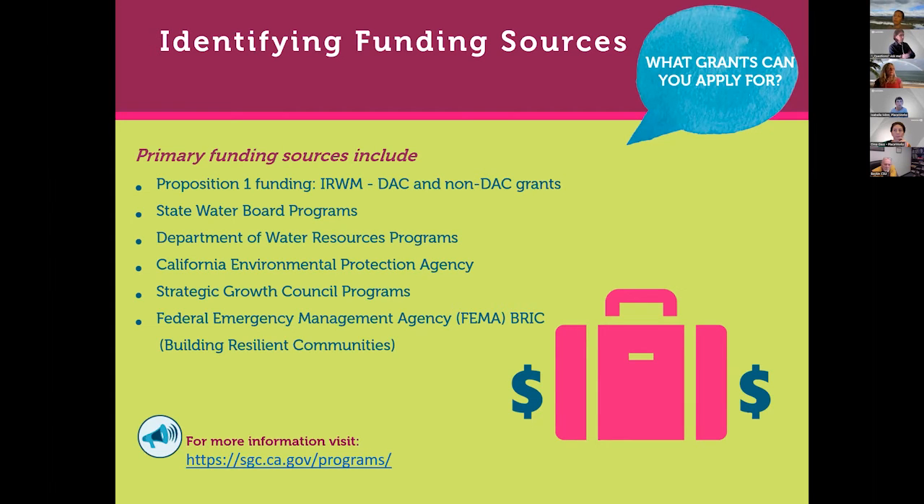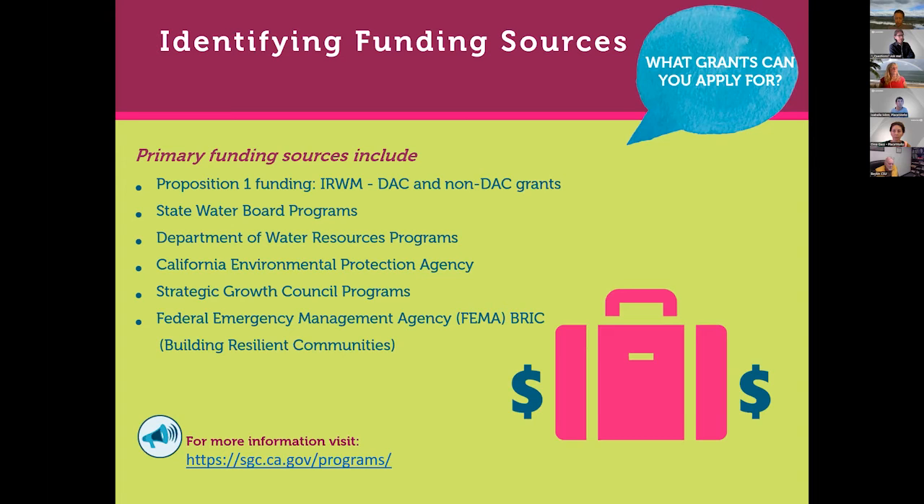Cal EPA also has funding that can be beneficial to water projects or multi-benefit projects. The Strategic Growth Council is another state agency, and now Office of Planning and Research, those two organizations at the state have a lot of money actually for climate resilience and capacity building in underserved communities. Then there's federal funding, the FEMA BRIC funds for building resilient communities, which is, I believe, some of that money is flowing through the California Office of Emergency Services and to the local level, to the local counties.